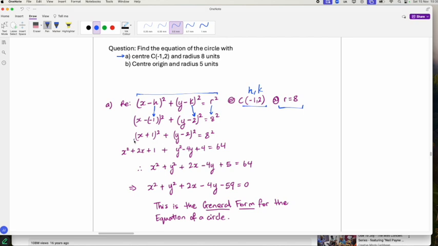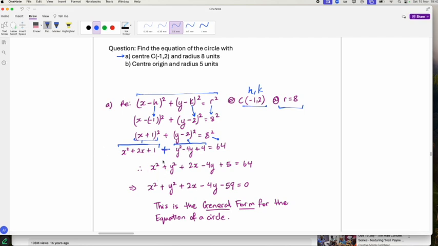I actually have to expand this out. And in expanding this out, I will have x squared plus 2x plus 1. Then I have this plus sign here. And expanding this out will give me y squared minus 4y plus 4. And that is equal to 64 on this side, 8 8s are 64. Now I group in descending order of the powers.